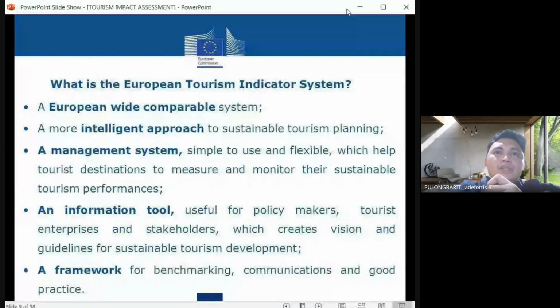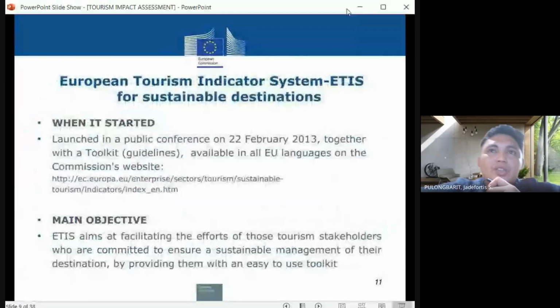So actually, the ETIS for sustainable destination, when it started, it was launched in a public conference on February 22, 2013, together with a toolkit guideline. So during the public conference noong 2013, noong February 22, no? And nagkaroon dito ng mga naging toolkit, or pag sinabi mong toolkit, guidelines ito. And it is available in all European Union languages on the Commission website. So available ito in different EU languages like Italian, Spanish, English.